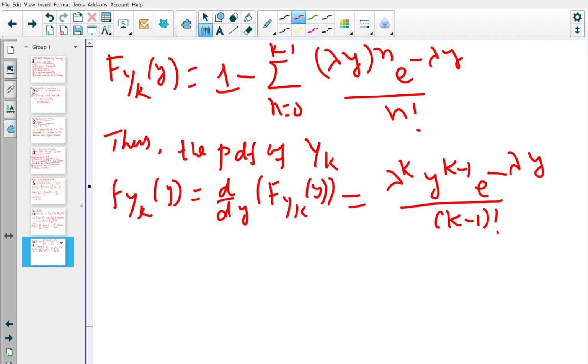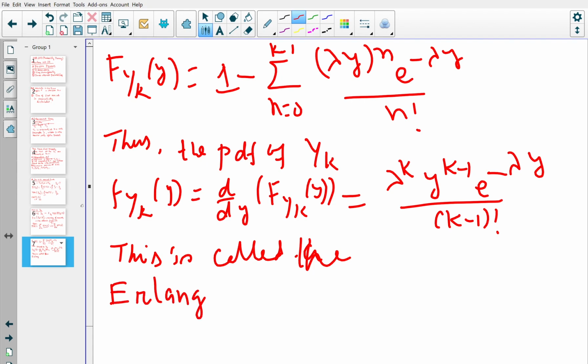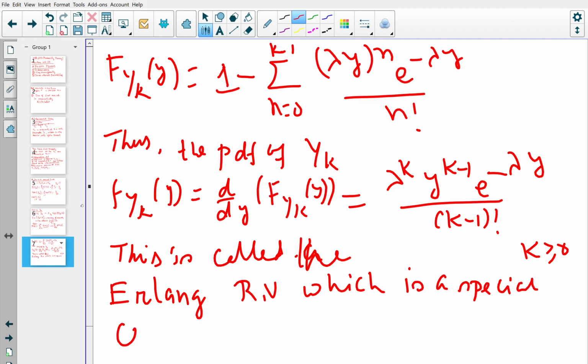Now this type of PDF or distribution is called the Erlang distribution. Erlang is named after the Danish mathematician Erlang. These are Erlang random variables. Note that here k is an integer, right? It's the number of arrivals, so k is an integer. So the Erlang distribution is nothing but a special case of the gamma distribution. You recall in the gamma distribution k can be any positive real number, right? So it is a special case of the gamma distribution, which we already learned in the class.